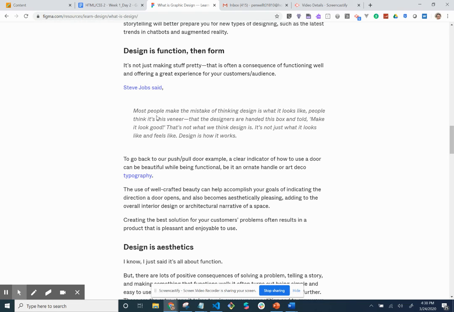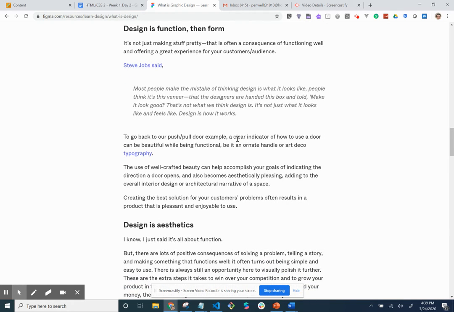So, Steve Jobs said that most people make the mistake of thinking design is what it looks like, and the designers are handed this box and told, make it look good. That's not what we think design is. It's not just what it looks like and feels like, it's how it works.